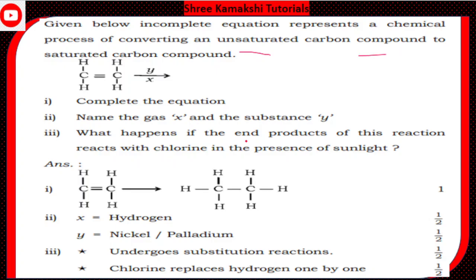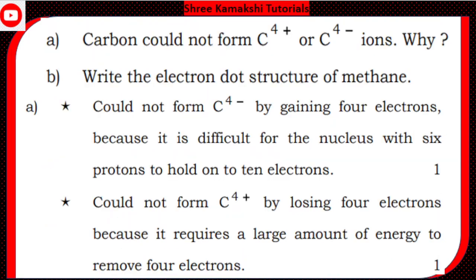What happens if the end product of this reaction reacts with chlorine in the presence of sunlight? This is the complete reaction. X is hydrogen and Y is nickel or palladium. Next, what happens is a substitution reaction: chlorine replaces hydrogen one by one. Understand actually the question? If you have any doubt, comment to me, I will give you the answer.